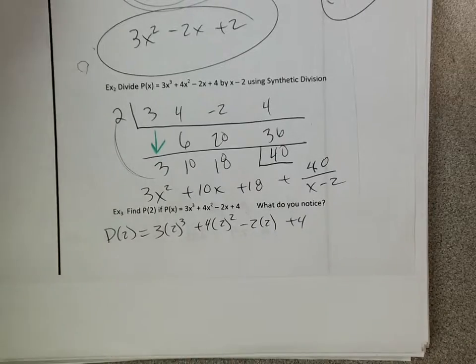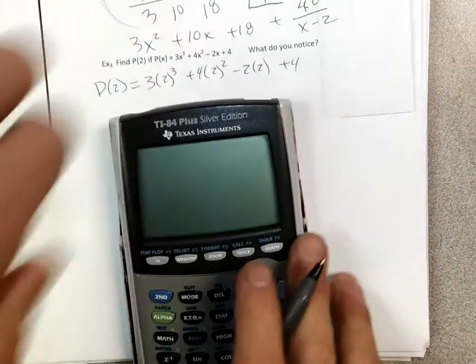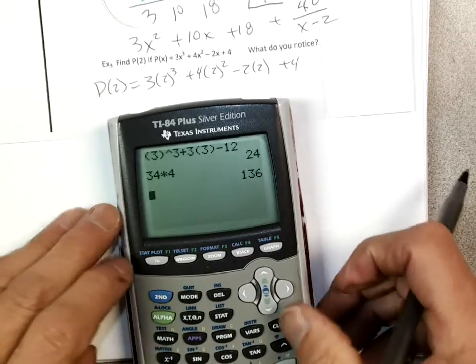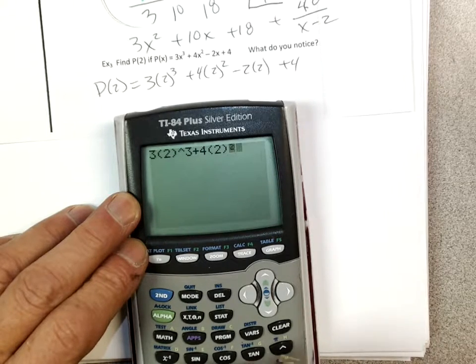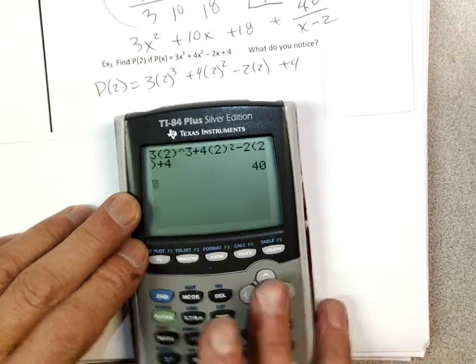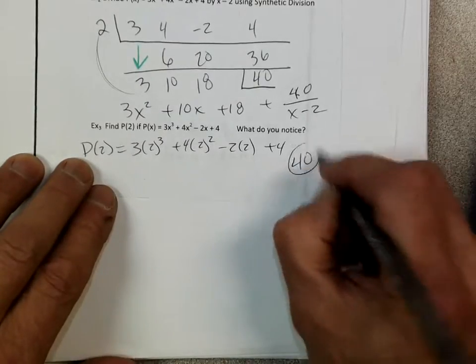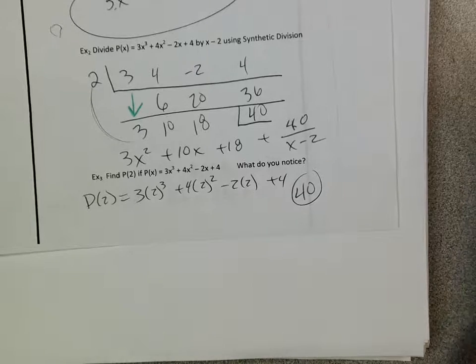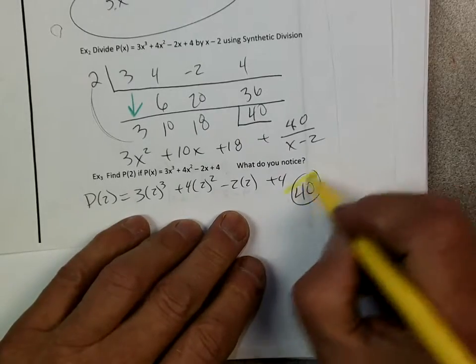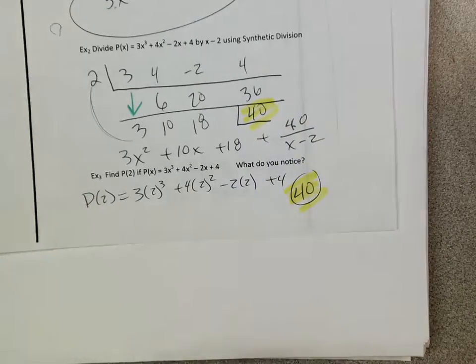Okay, so if I use my calculator, it's easier, right? I'm going to go 3 times 2 to the 3rd power plus 4 times 2 squared minus 2 times 2 plus 4. I get 40. Okay, do you notice anything? The x is the same. It's the same as what? The remainder. Okay, now, so this is called synthetic substitution.